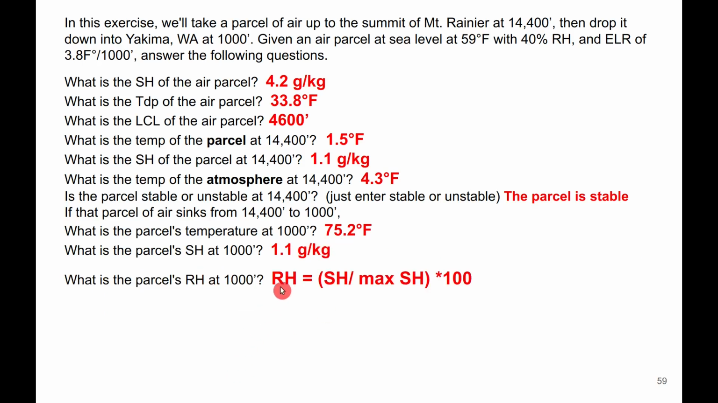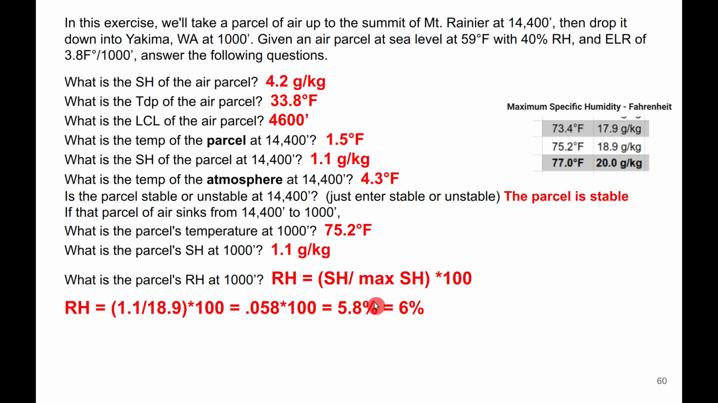We're going to calculate relative humidity equals specific divided by max specific times 100. The specific we know is 1.1. We need to find the new max specific. With a temperature of 75.2, the maximum specific humidity is 18.9. So we take the specific humidity of the parcel, 1.1, divided by the max, 18.9. That gets us 0.058. We multiply that by 100 to make it into a percent, which gets us 5.8. When we round that to a whole number, we get a relative humidity of 6%.